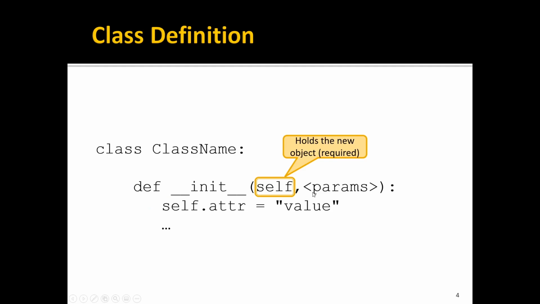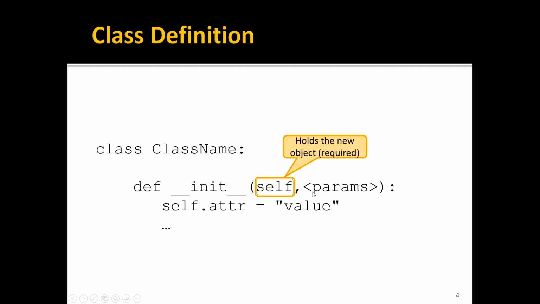We'll talk about more later on. So for now, we have to have at least one parameter, and that parameter is typically called self. Now, technically, you can give it any name, but I recommend always just sticking with the convention here. This self parameter here represents the object that's being created.